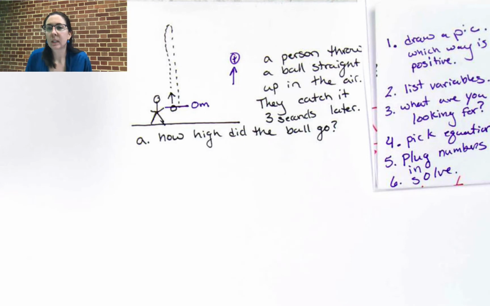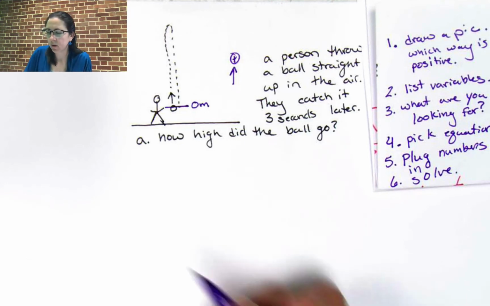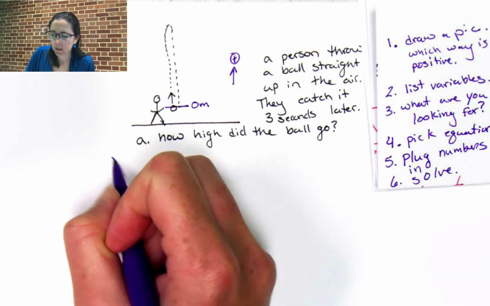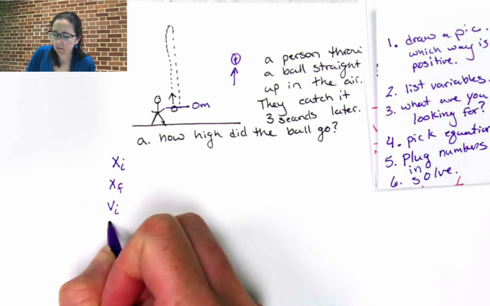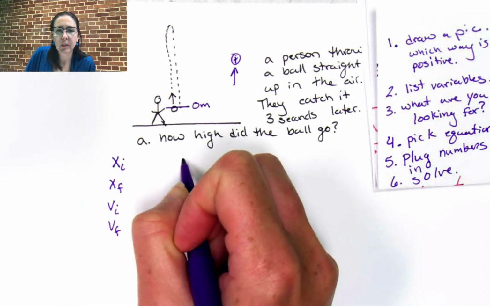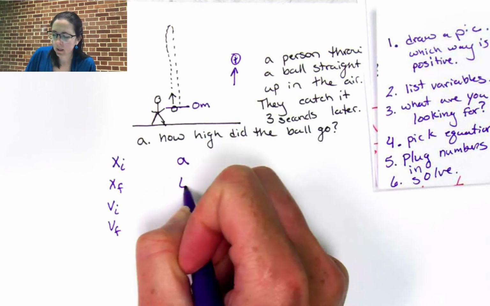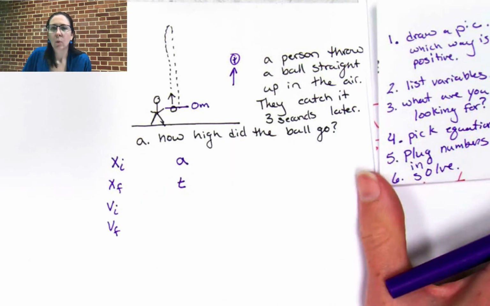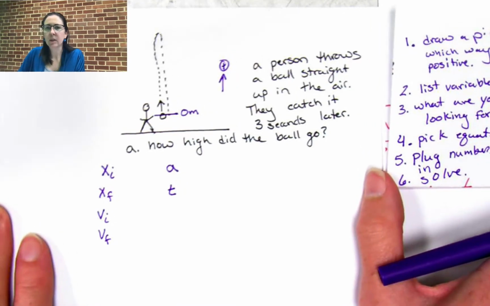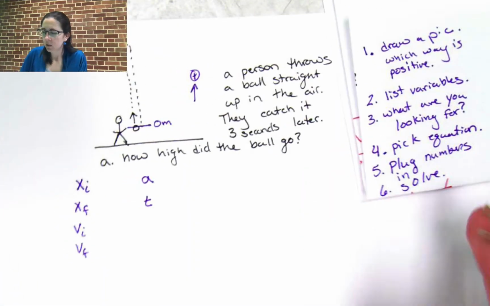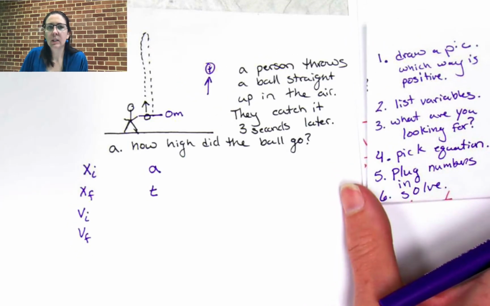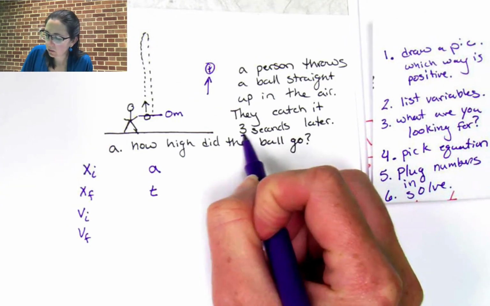Okay, second step is to list all of our variables. So that's the initial position, the final position, the initial velocity, the final velocity, the acceleration, and the time that it's spent in the air. When I look at this problem, it seems as if the only thing that I've been given is the time, right? So they catch it 3 seconds later. So this 3 seconds, that's our time.